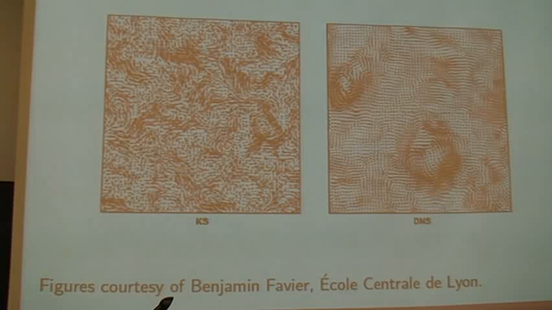Here I've got some snapshots. They weren't produced by me, so I don't really know much about the DNS, the parameters and things. All I know is that it's a similar Reynolds number, and the key point is just that there's an absence of structure in the KS flow compared with what you get in DNS. But these are courtesy of Benjamin Favier, who's Claude Cambon's student at Lyon.